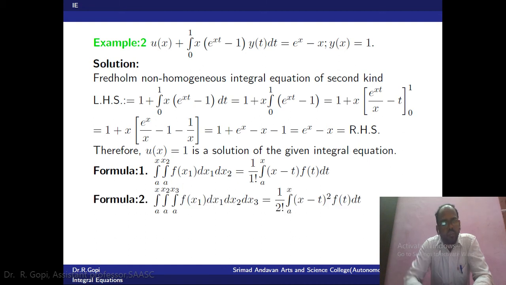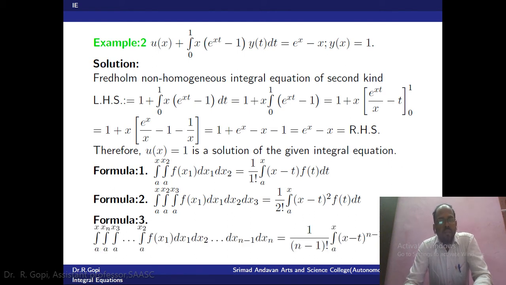Then another formula, the triple integral. We convert it into 1 by 2 factorial times (x minus t) whole square times f of t dt. We take the triple integral, then convert it using the formula 1 divided by 2 factorial times the integral a to x of (x minus t) whole square times f of t dt.